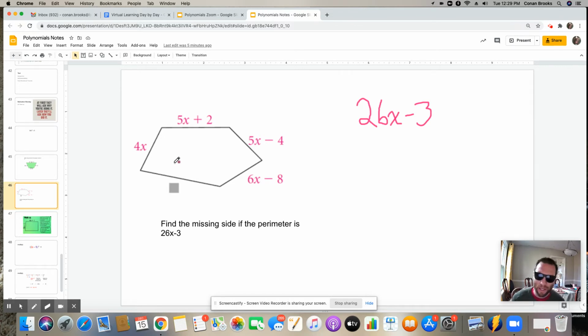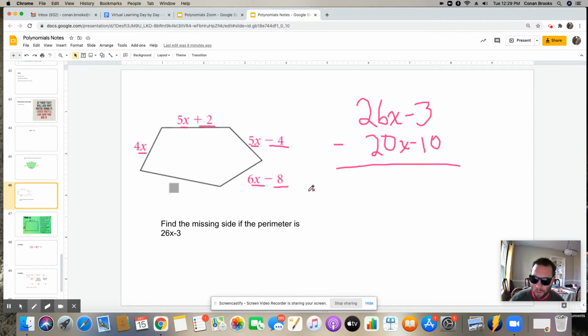And I'm just going to think one step ahead. I need to subtract off everything I know. And if I subtract off everything I know, then that will give me the missing part, right? Okay, so how much is there that I know? I know there's 4x, 5x, 5x, 6x. That's 20x. And then I know there's plus 2, minus 4, minus 8. So that's negative 10.